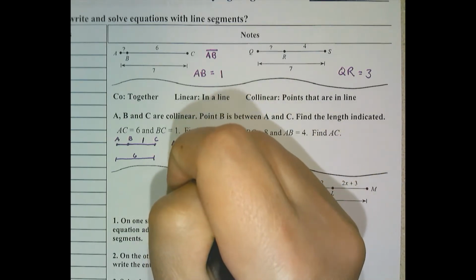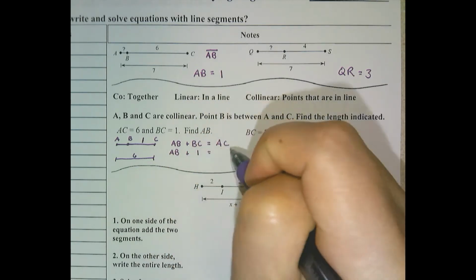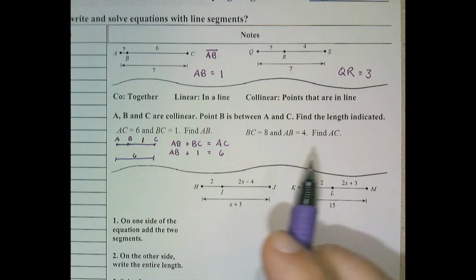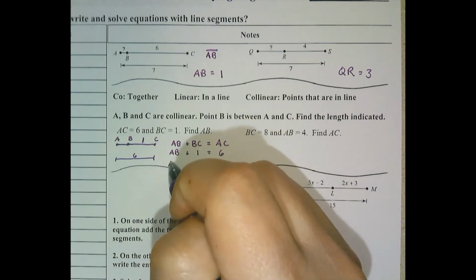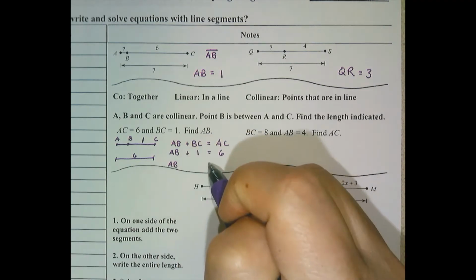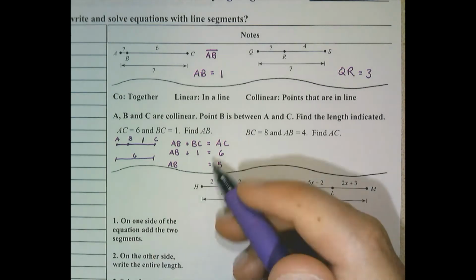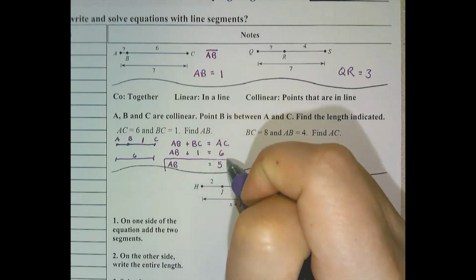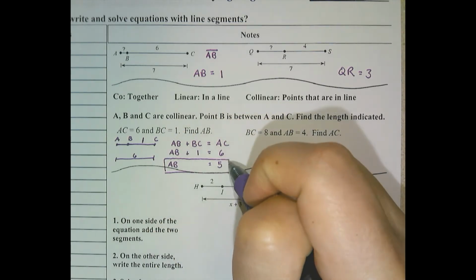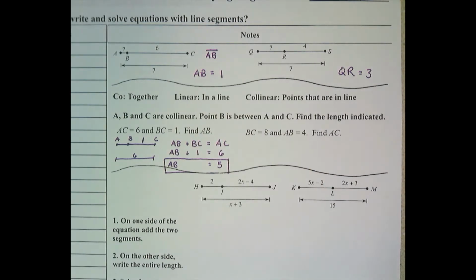AB is our unknown, so I'll leave that as AB. BC we know is 1 unit, and we know that AC is 6 units, so that's substituting in our knowns. And then we use algebra to solve. If we subtract 1 from both sides, we get AB is 5 units. Pretty straightforward. We don't necessarily need to have the drawing, although sometimes having the drawing provides us an easier way to wrap our minds around this problem.